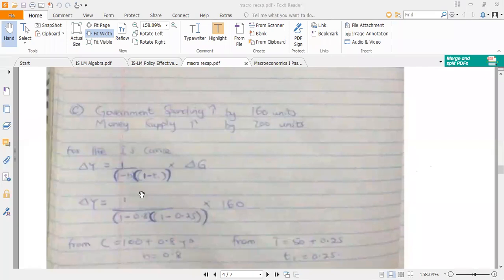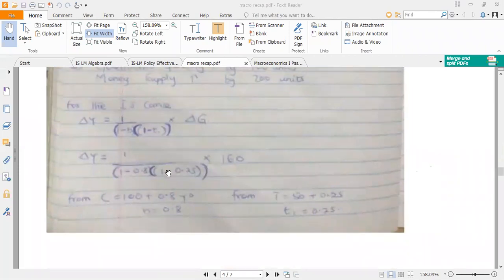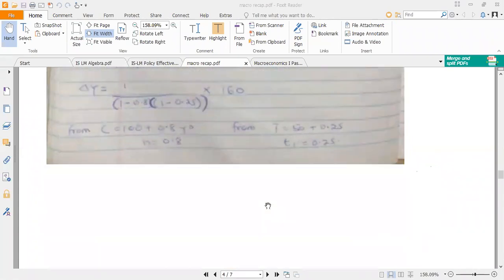From the equations given in the consumption function, the marginal propensity to consume was 0.8 and the marginal tax rate was 0.25. Just insert these values, and the change in G is 160. Check the sign, it's positive, it's an increase in G. So 160. If it was a decrease in G, then it has to be minus 160. These are the equations. Our b is 0.8, our t is 0.25.